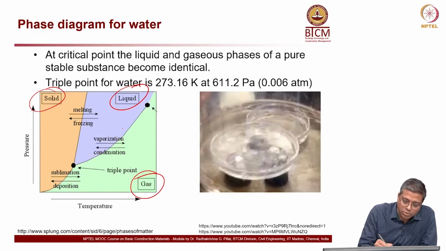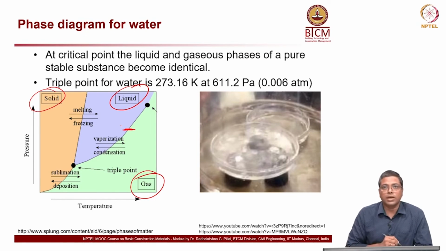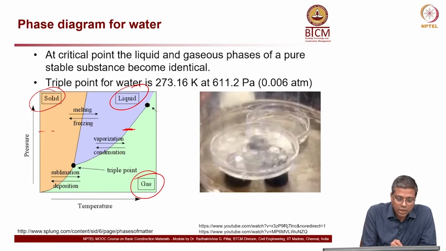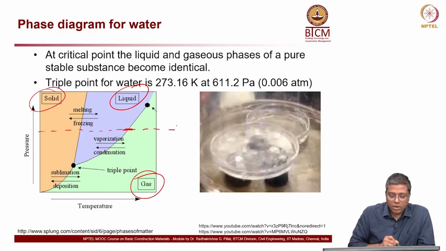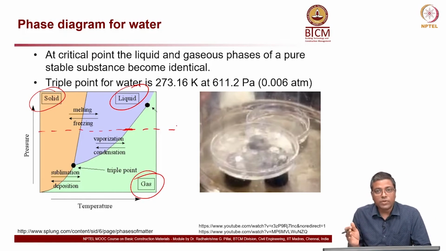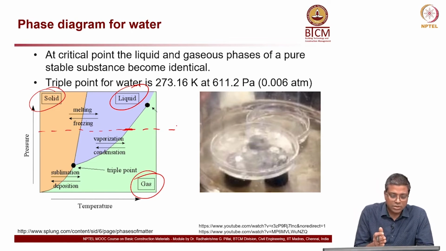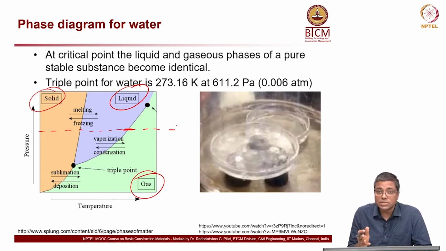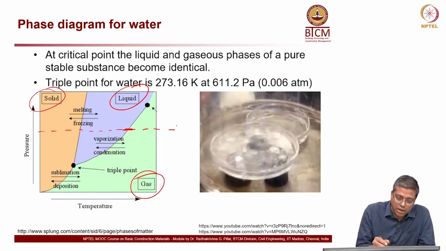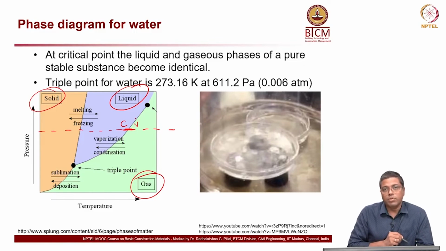Let me draw it more closely. Let us say a slight change in the temperature along this small red line which I just drew. If the temperature slightly increases at the same pressure, it will vaporize, and if the temperature slightly decreases, then it will condense. So, you can have C for condensation and V for vaporization.